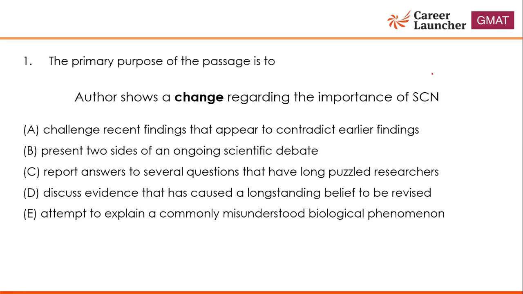If you look at your poll results, only 50% of people have been able to answer, and that too, there is a split. So I'm not sure where option C came from, "report answers to several questions." I don't think there were several questions at all. There was just the change in perception of the SCN. So how the long-standing belief has been revised. So the old view, how it has been revised, is what clearly seems to be the main idea of the passage here. I hope that is clear to everyone.